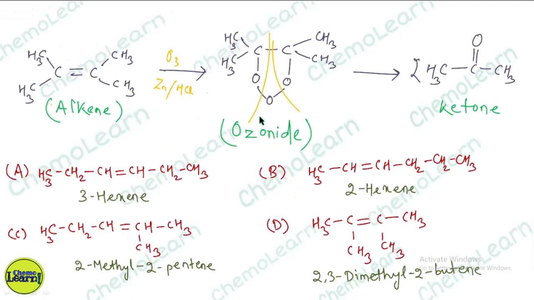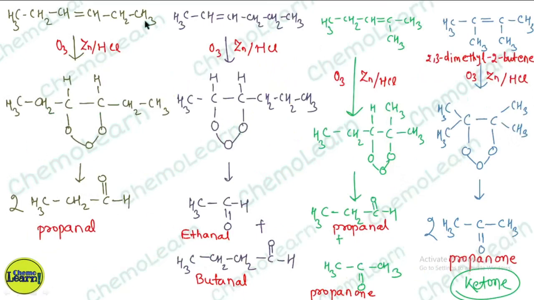This is in general the ozonolysis reaction. In the first step, upon treating with O3, that is ozone molecule, it forms ozonide, and cleavage of this bond forms the desired product. We have 3-hexene, 2-hexene, 2-methyl-2-pentene, and 2,3-dimethyl-2-butene as our reactants. So this one is the first reactant, that is 3-hexene. Upon treating with O3 and Zn/HCl, it forms this ozonide and our product is propanal. This is an aldehyde, so it cannot be the answer.